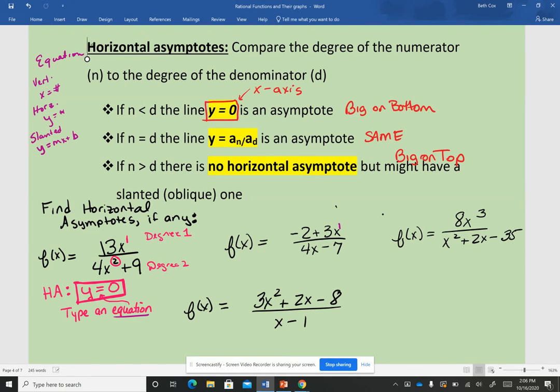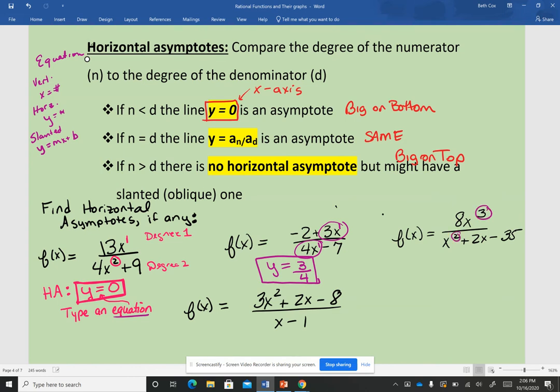All right, so the next one. This one has degree 1, and this one has degree 1. Ooh, that one tricked you, didn't it? It wasn't the lead term. You have to look for it. Sometimes when they're not written in order, it makes it complicated. Since they're the same degree, we have to use the actual numbers. So the numbers are 3 over 4. And again, you type in the equation.